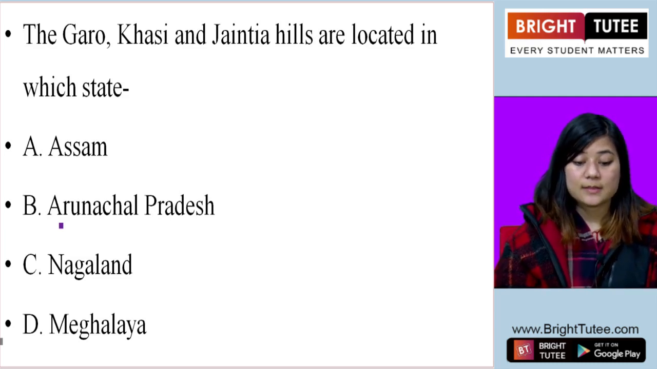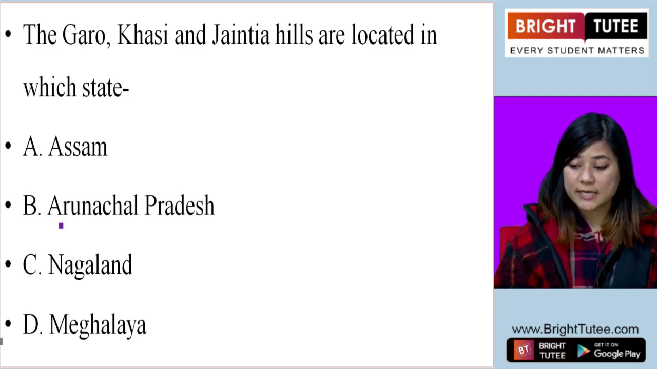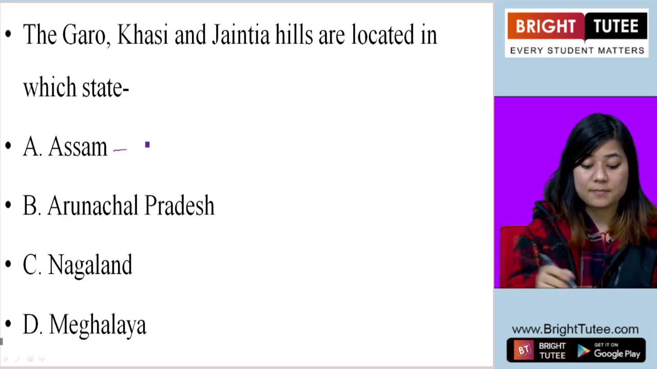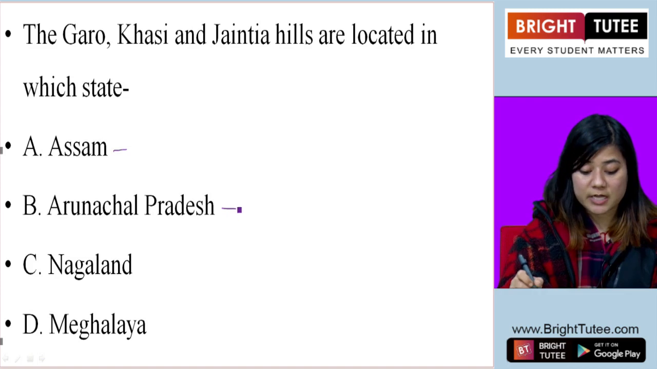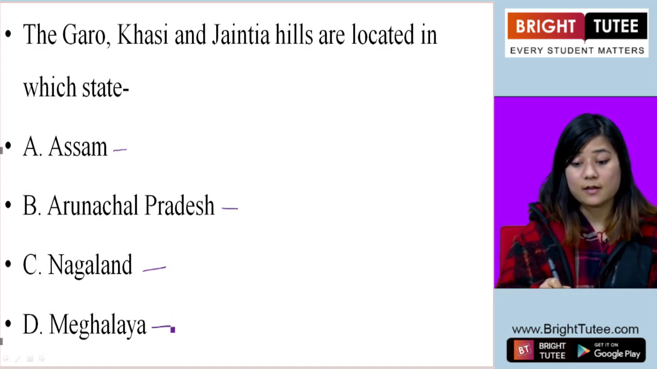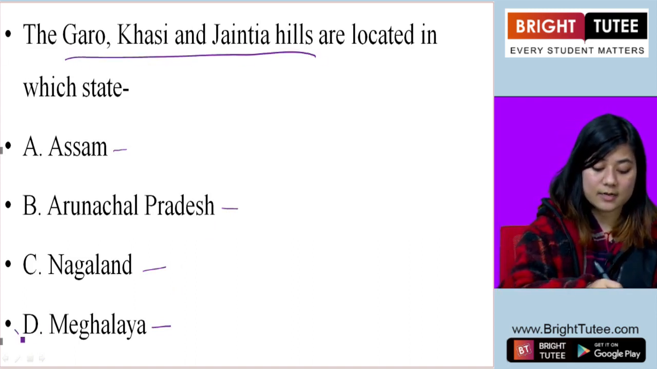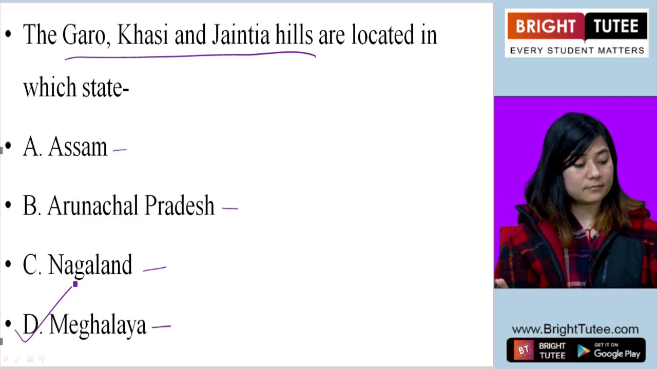Next one. The Garo, Khasi and Jaintia hills are located in which state? Option A, Assam; Option B, Arunachal Pradesh; Option C, Nagaland; Option D, Meghalaya. So, Garo, Khasi, Jaintia hills are in Meghalaya. Okay.